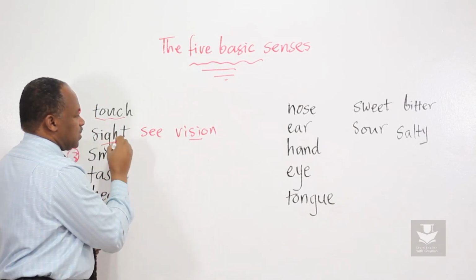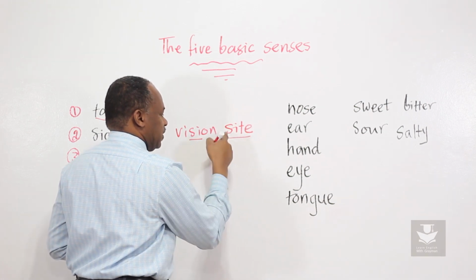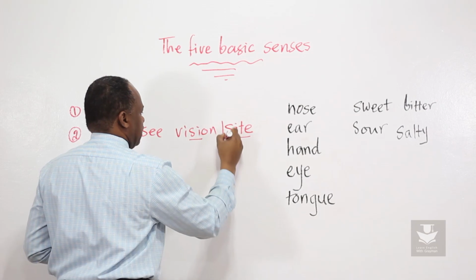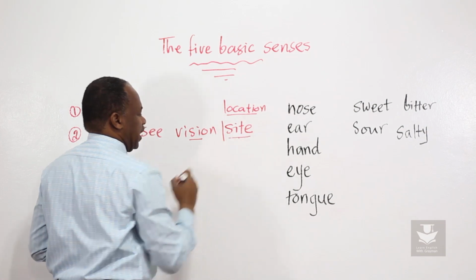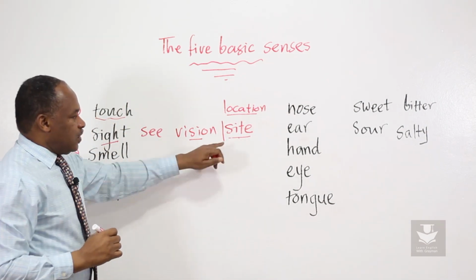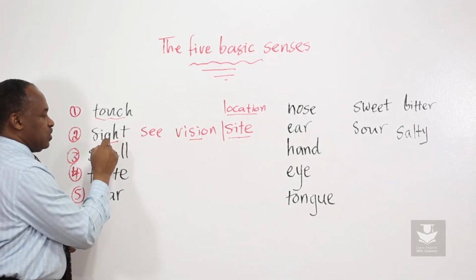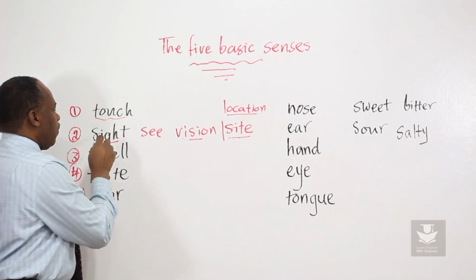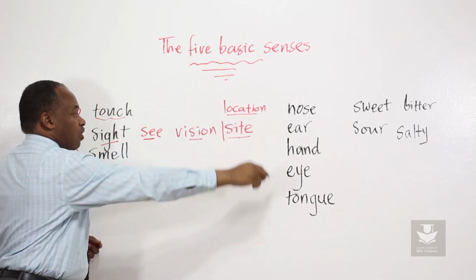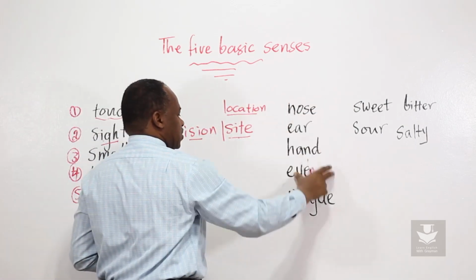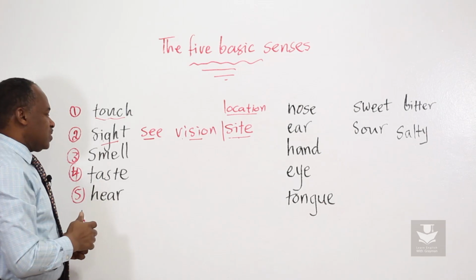So the word sight, this is another sight. But this one has a different meaning. It means location. Location or sight, okay? The sight means location, this S-I-T-E, but this one S-I-G-H-T means vision. What do we use in order to see? We're going to match these ones with the organs there. These are the organs that we use in order to have these senses activated.